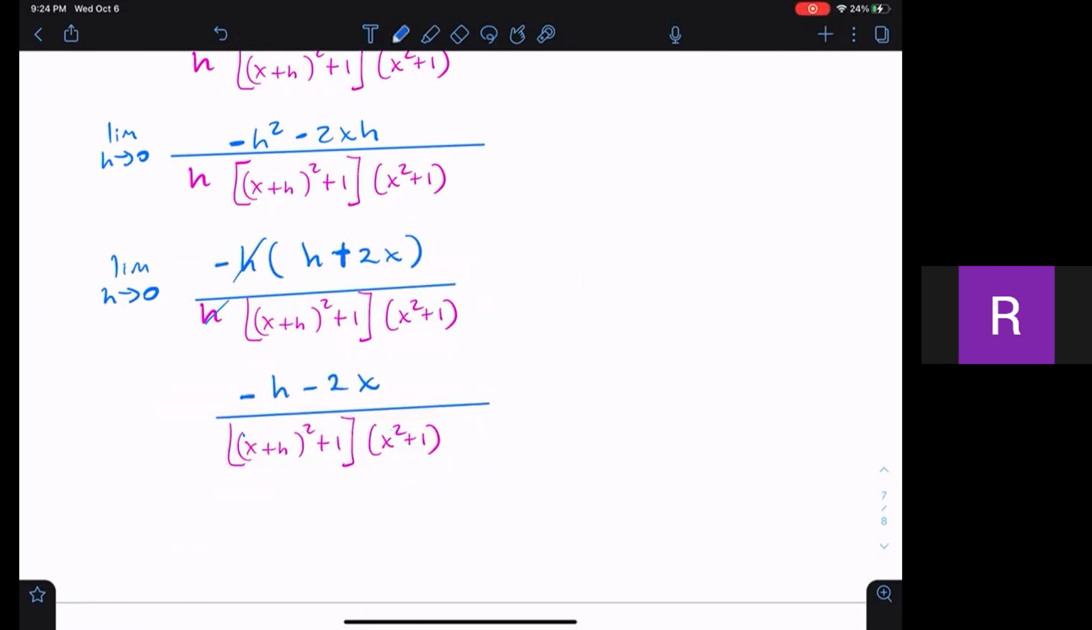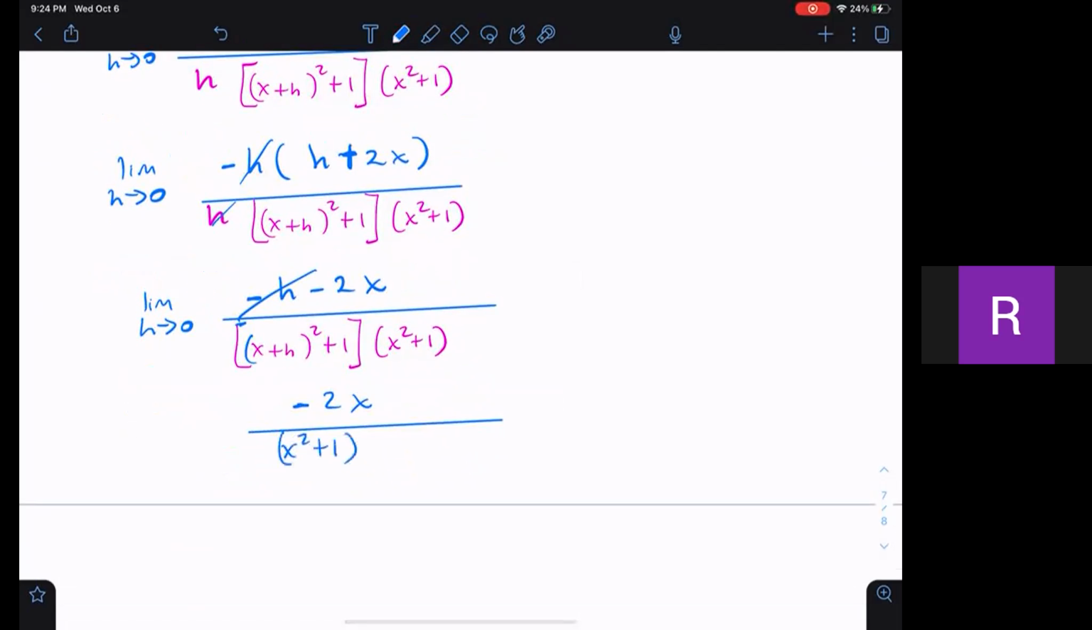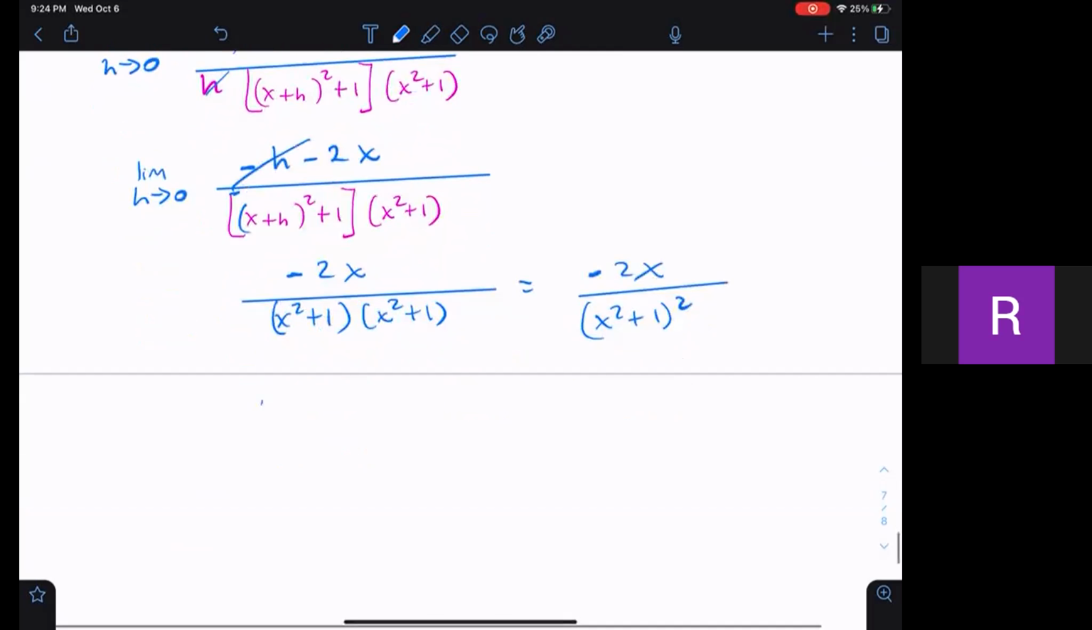So now let's think about this. The limit as h approaches 0. So if h approaches 0, that means that this disappears, right? So we got negative 2x. The limit as h approaches 0, that means that this is just x squared plus 1. And this is also x squared plus 1. Therefore, this is negative 2x over x squared plus 1 to the second power. So the derivative f prime of x equals this thing.